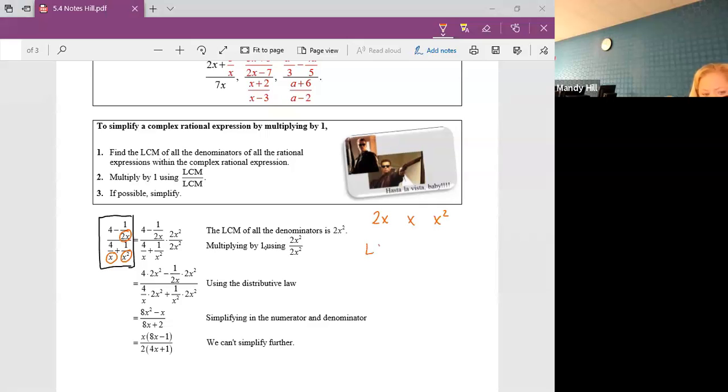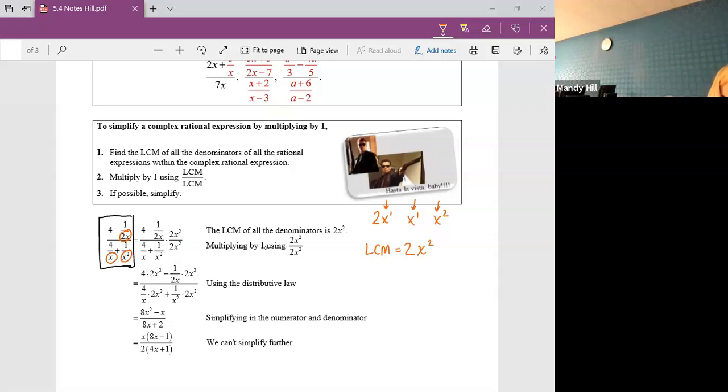So when I do my least common multiple, I for sure want to list that 2. Then I want to compare my x's. This is x to the first, this is also x to the first, and this is x squared. So my least common multiple is the one that's listed the most. So we would make that be 2x squared.